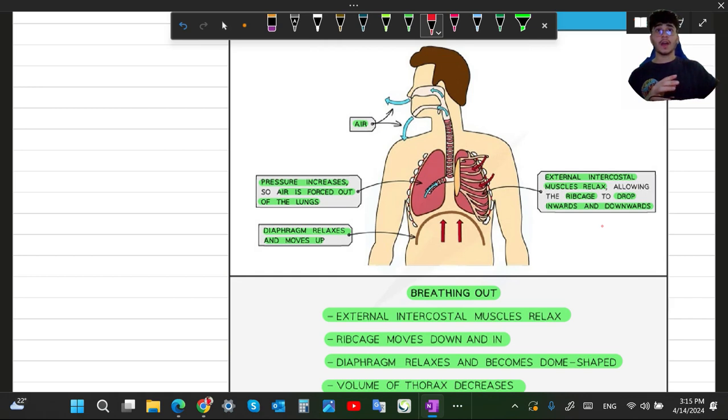Air is drawn outward. Since air is drawn outward, the pressure inside the lungs is going to increase, external intercostal muscles relax, and the rib cage drops. Rib cage is dropping downwards, and external intercostal muscles are relaxing. Diaphragm relaxes and moves upward. As you can see, the diaphragm is moving upward as I exhale.